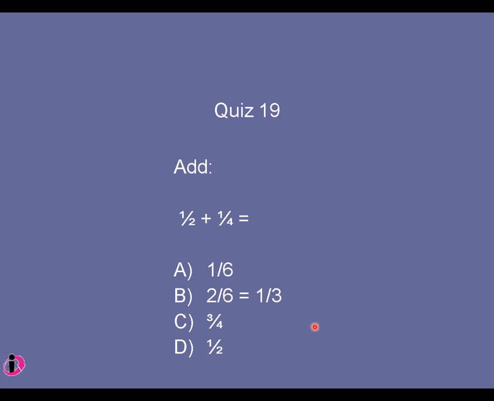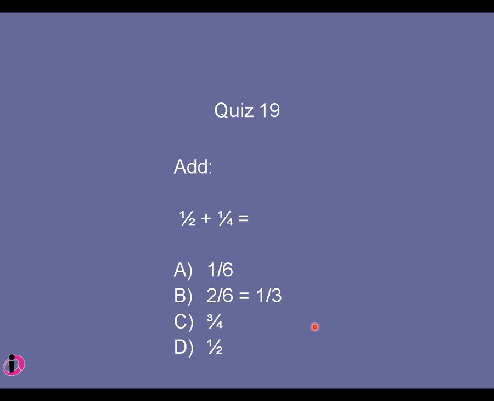So 2 over 4, 1 over 2 plus 1 over 4, right? So again, we first have to make the numerator same, denominator same, right? Half plus 1 over 4. How do I do it? I just multiply both by 2 in the first number, since I want to make it 4. Then it is 2 over 4 plus 1 over 4.